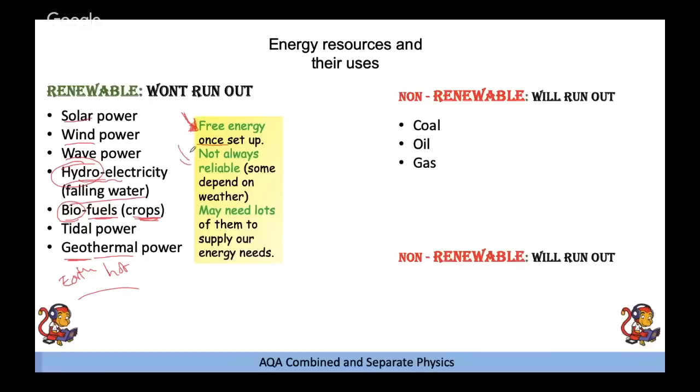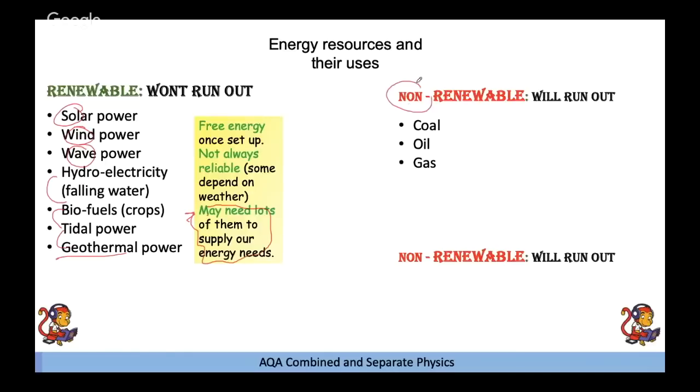They're not always reliable. So which ones are not reliable? Solar, wind, wave, they all depend on the weather. Now these next ones could really be described as reliable. Geothermal only works in certain places though. You might need lots of them to supply our energy needs. Okay, you'll need thousands of wind turbines to replace a coal power station, for example.